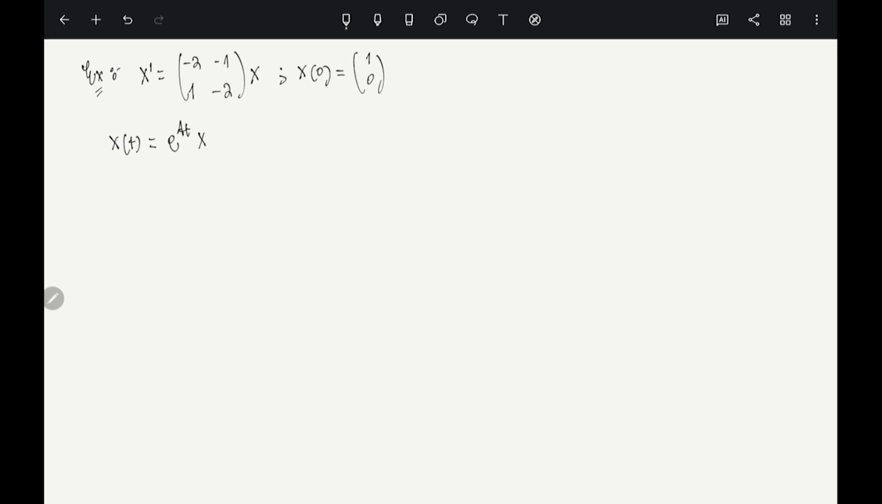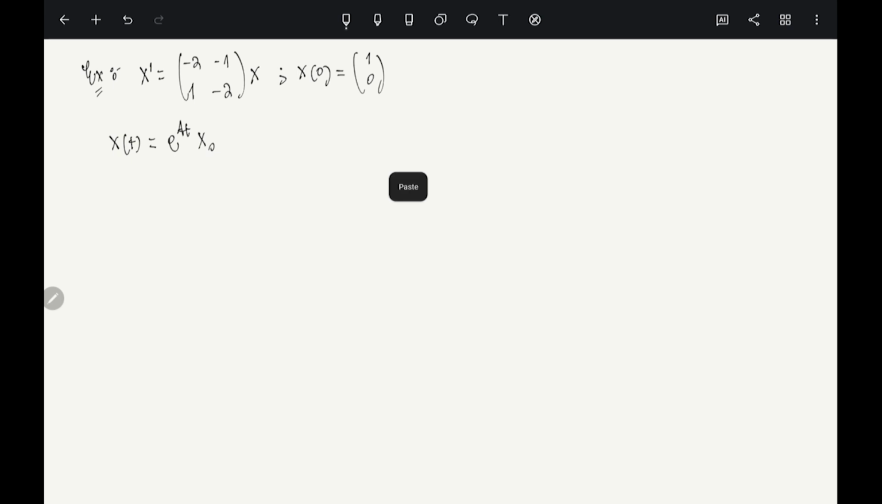Okay, so let's look at a simple example. Let's say we have this problem: x prime equals the matrix [-2, -1; 1, -2] times x, and x at the point 0 is the vector (1, 0). Now I want to find out what the solution is. So the solution x of t, what do we know? This is e^{At} times x naught. So you just have to calculate e^{At} and you are done.